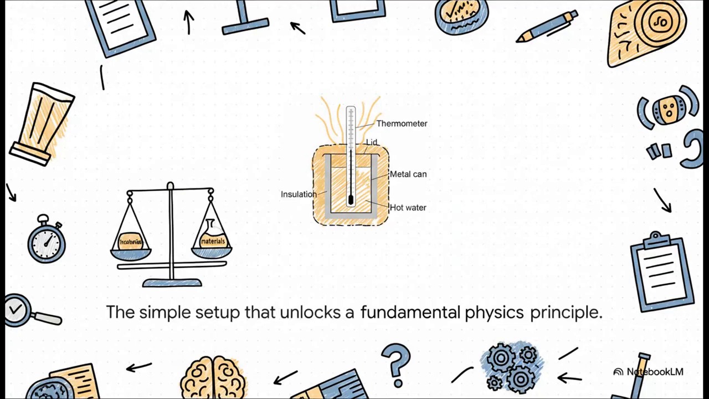All right, take a look at this. This is our setup. It's pretty simple, right? We've got a metal can full of hot water, a lid to stop evaporation, a thermometer, and of course, some kind of insulation wrapped around it. The whole point of this is to figure out which material is the absolute best at keeping that heat locked in. We're going to tackle this like a real scientist, taking it one logical step at a time.